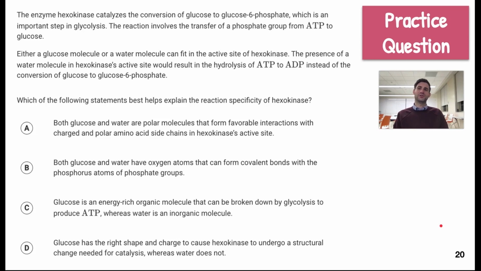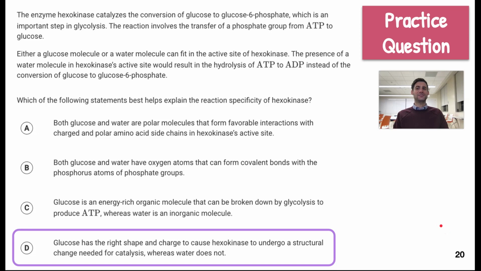Okay, this time actually pause it. All right, fine. The answer is D. Glucose has the right shape and charge to cause hexokinase to undergo a structural change needed for catalysis, whereas water does not.